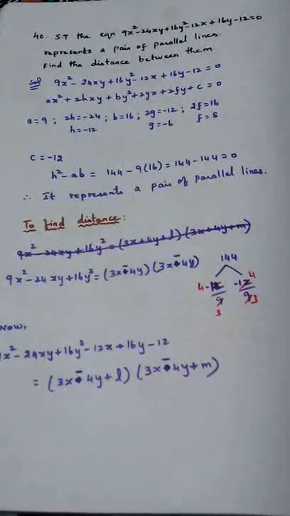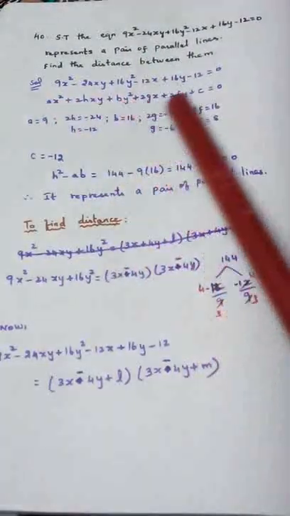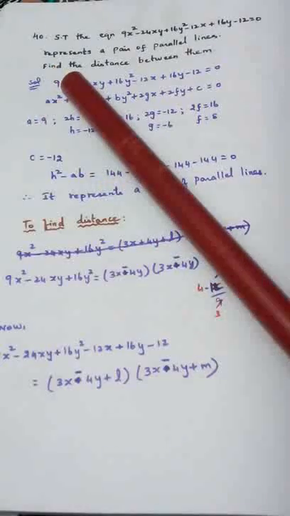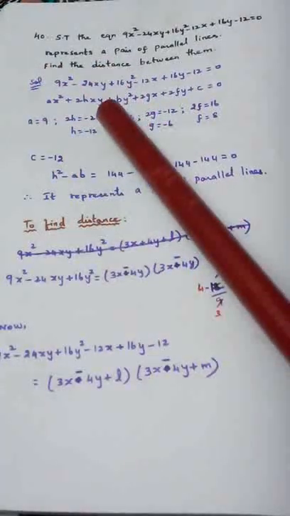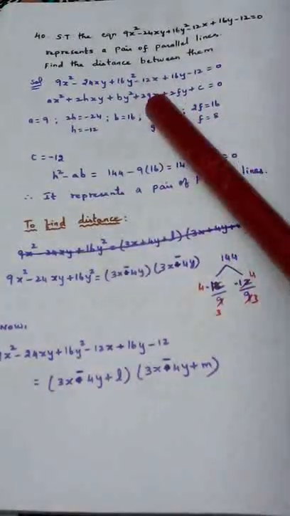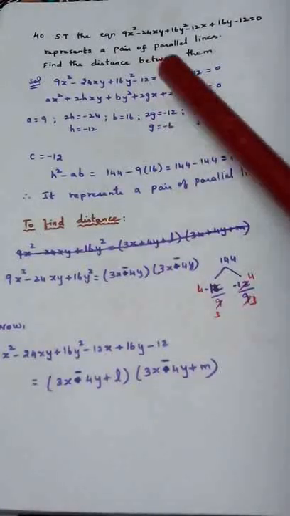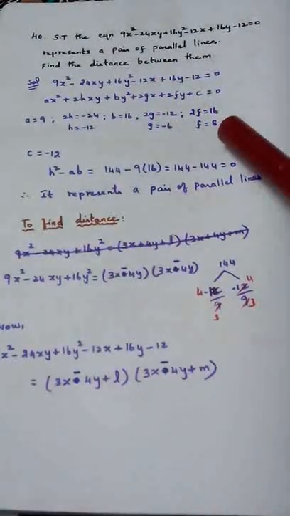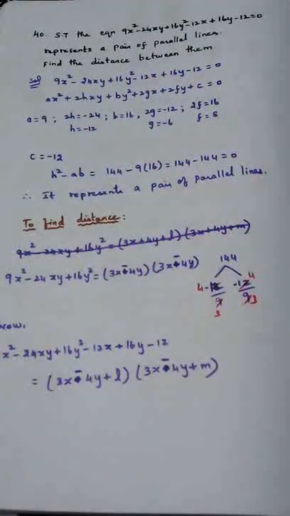So usually what we'll do is first write the entire question, then write the general second degree equation, compare these two and write all the 6 values. a is 9, 2h is minus 24, cancelling, h is minus 12, b value is 16, 2g value is minus 12, cancelling, g is minus 6, 2f is 16, cancelling, f is 8, and finally c value is minus 12. So we are writing all the 6 terms by comparing with the general second degree equation.